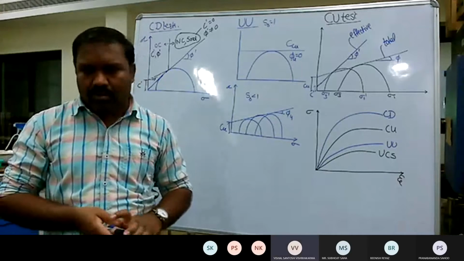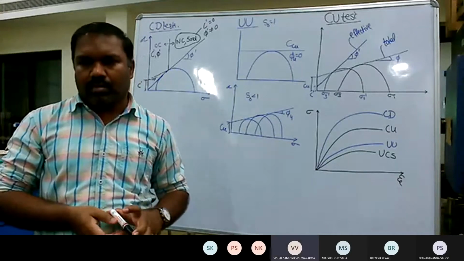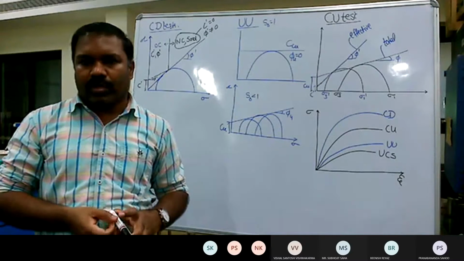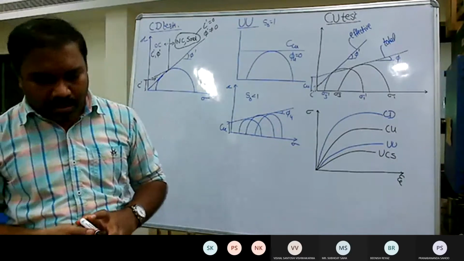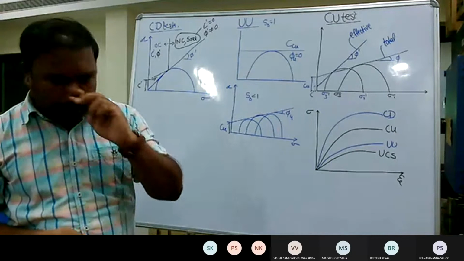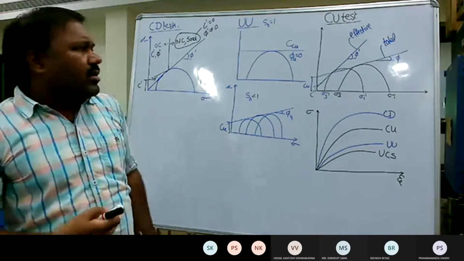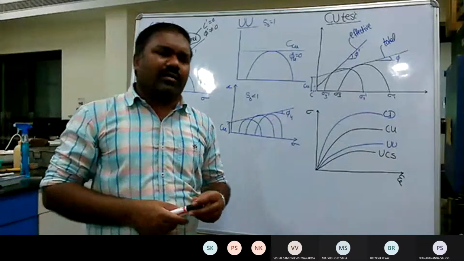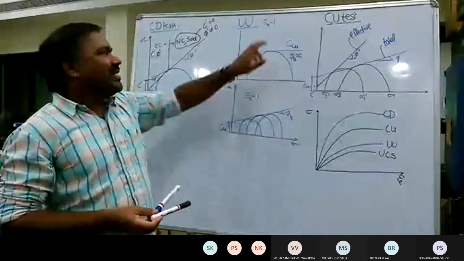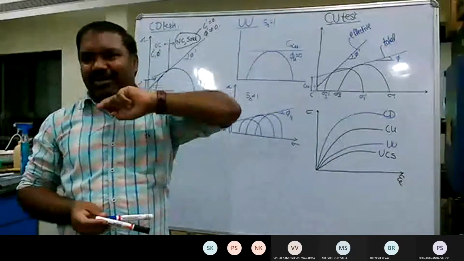Sir, is 100% saturation possible practically? Practically, 100% saturating the soil sample, is it possible? We have only seen up to 0.95, the B value. So getting Sr equal to 1 is literally daunting. Can it be done?